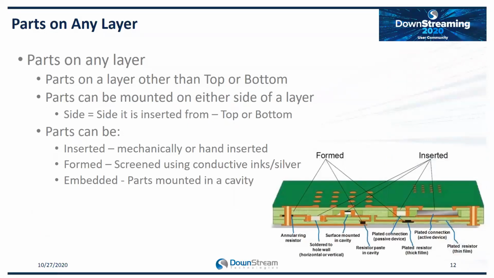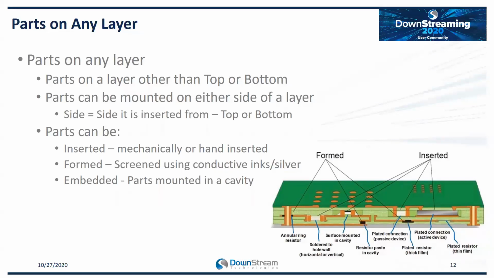What's a part on any layer? Well, again, a part on any layer other than top or bottom layer. Parts can be mounted on either side of a layer. So you have to think about that for a minute. If I have a design, like I mentioned before, a 6-layer design, and my core, 2 layers, I can mount a part on the top of that core or the bottom of that core. That's the side it's inserted from.